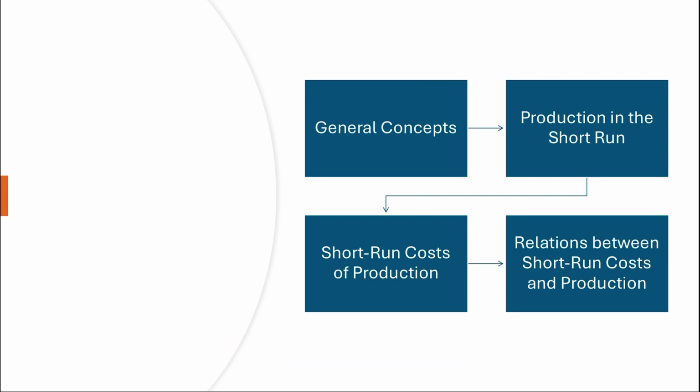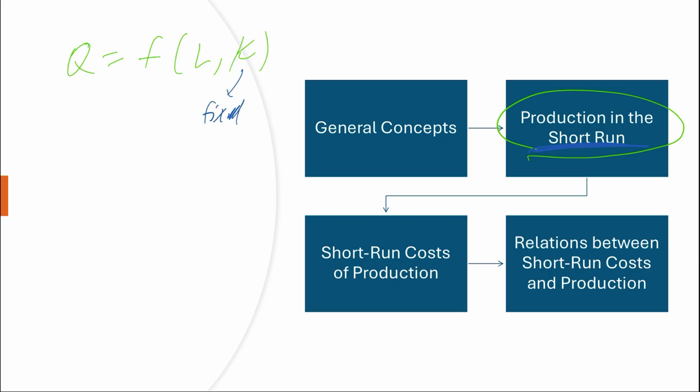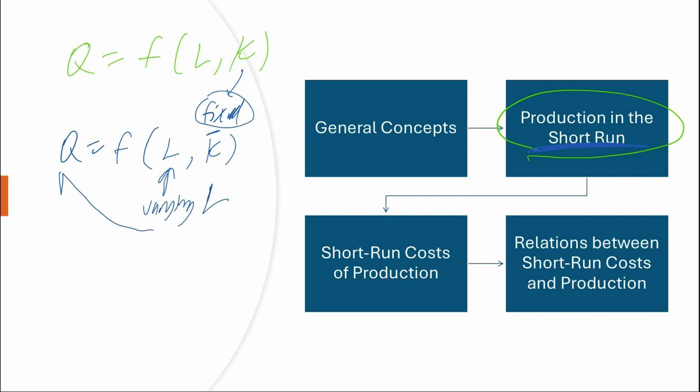So as we look at production in the short run, we want to think about our output as a function of labor and capital. And as we're looking at the short run, we're thinking about one of these being fixed. So if capital is fixed, then we can write this as so, where we're thinking about varying labor, but a fixed amount of capital. And so really, we're just varying the amount of labor we use to get a different amount of output.